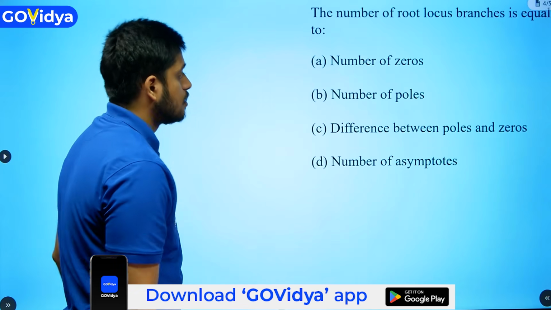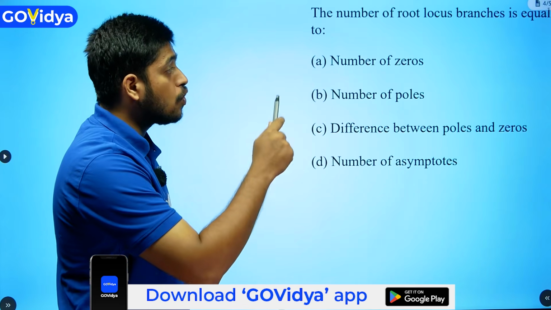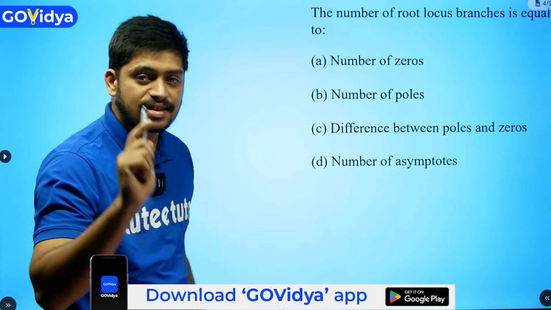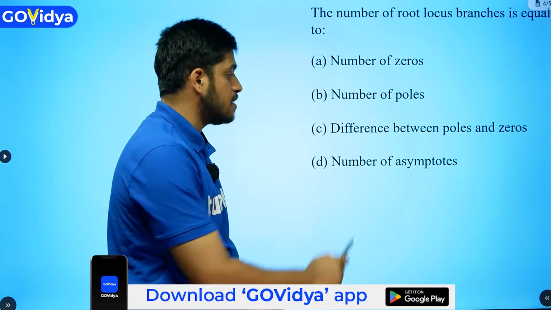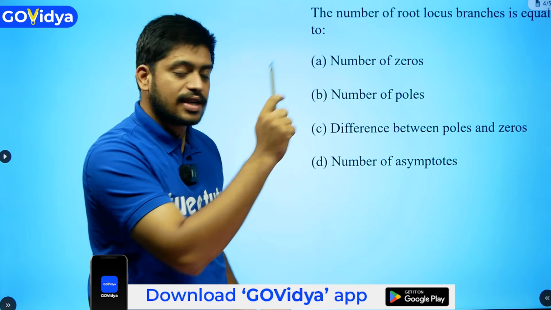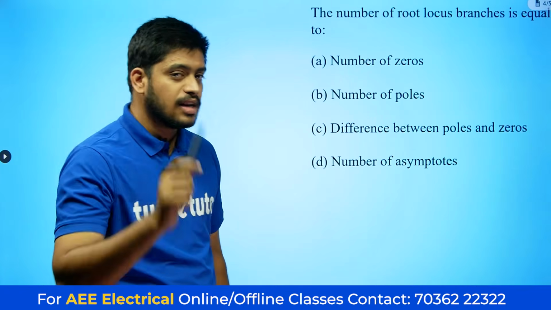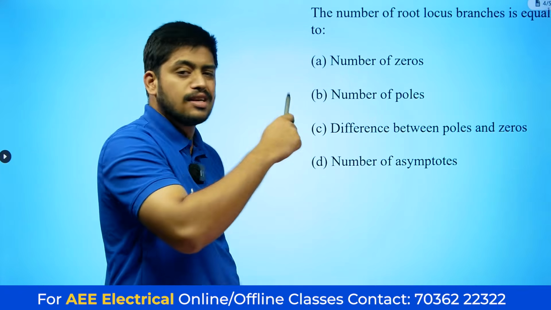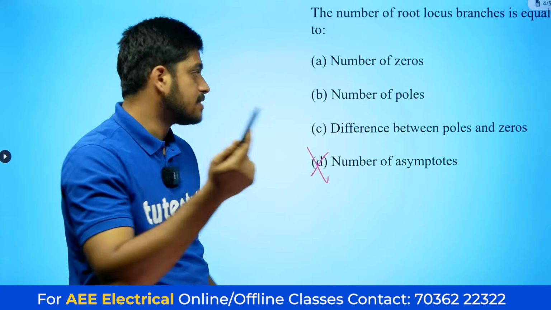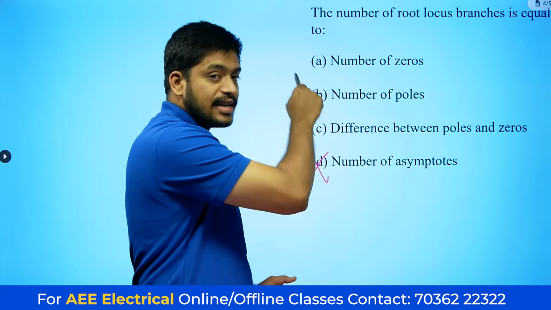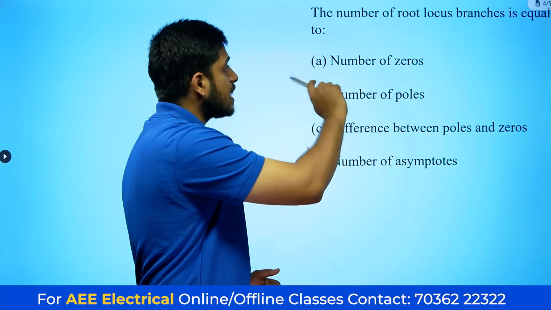Next question. The number of root locus branches is equal to. It is a simple question, not the number of zeros. Number of poles, yes, this may be the answer. Difference between poles and zeros. And number of asymptotes. Number of asymptotes has nothing to do with this option. Number of zeros, yes, students may give this as the right answer sometimes, but please don't get confused.